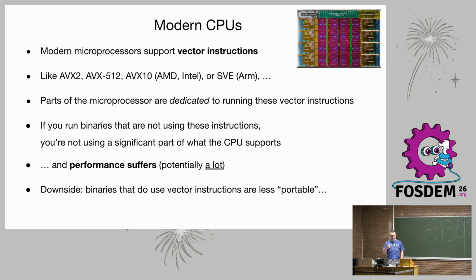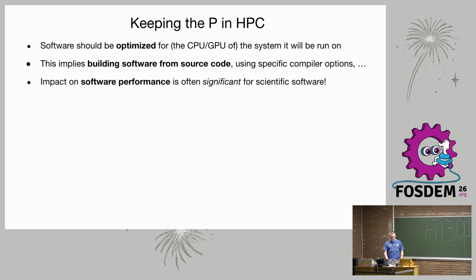There's a flip side as well. If your binaries use vector instructions, and you're running it on a CPU that's a bit older that doesn't support them, it will just crash. You'll get illegal instruction and it will not work at all. So there's this balance between both. But in high performance computing, we care a lot about the performance, so we go through the pain of not using these generic binaries that work everywhere. So we want to keep the P in HPC.